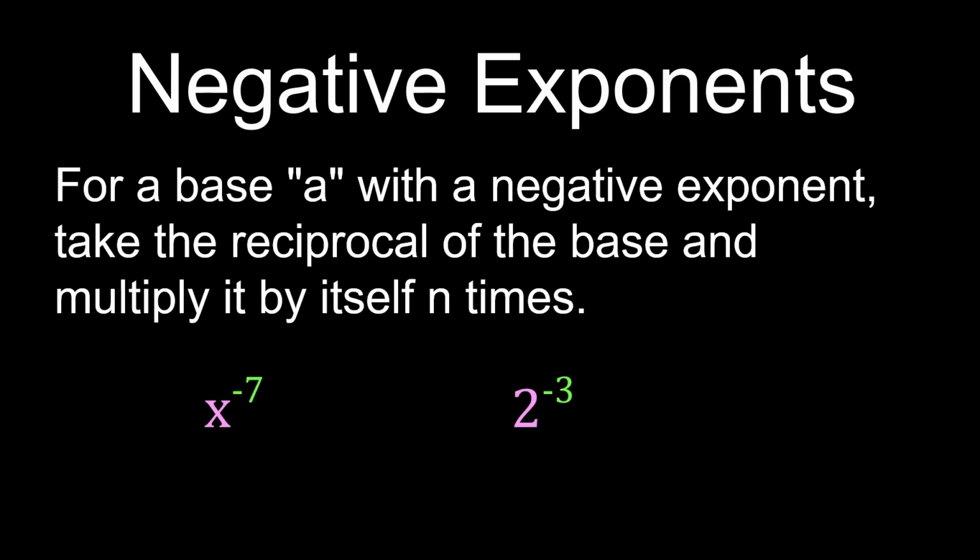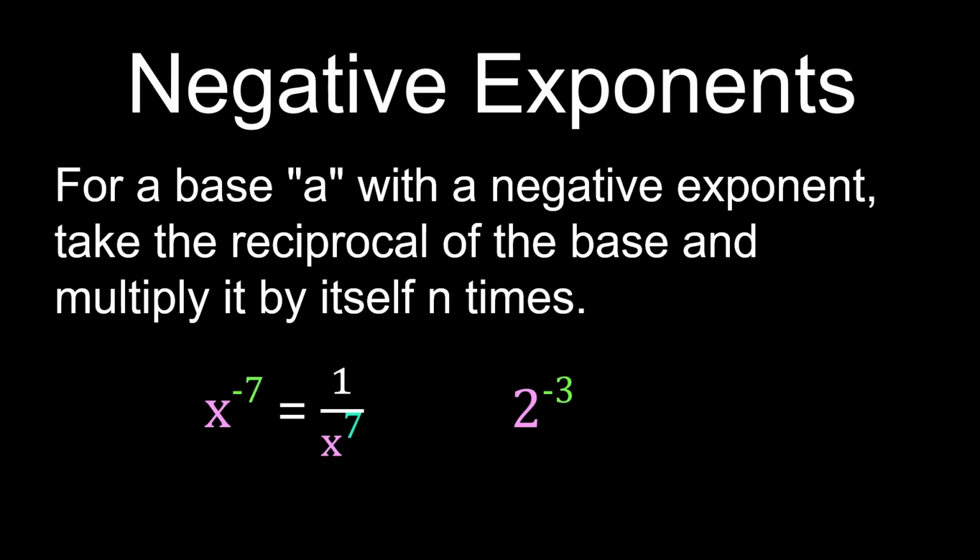For x to the negative 7 power, our rule is to take the reciprocal of the base. So our base of x has a reciprocal of 1 over x, and we're going to multiply that by itself n times. So n is 7, so we'll have 1 over x to the 7th power.